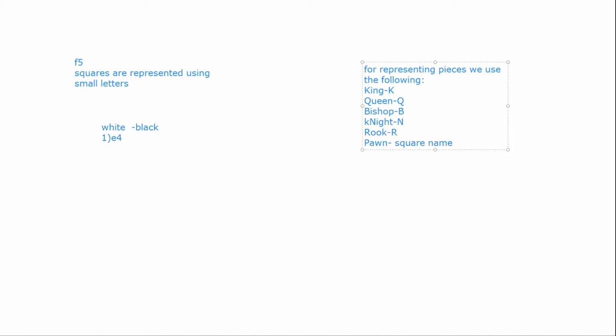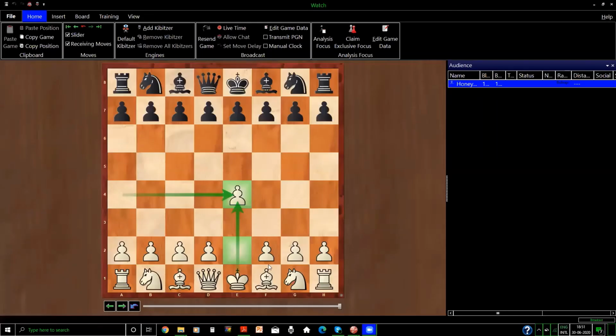So what do I mean by square name? As I told you before, we just use the square names where the pawn is. So if the pawn is moved to the square e4, we just represent it with the small e4. And one more thing is that all these pieces should be represented in capital letters.